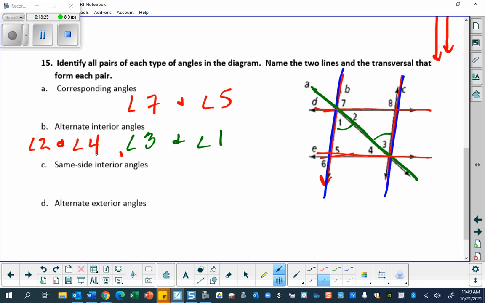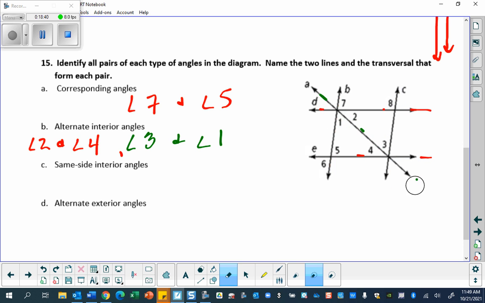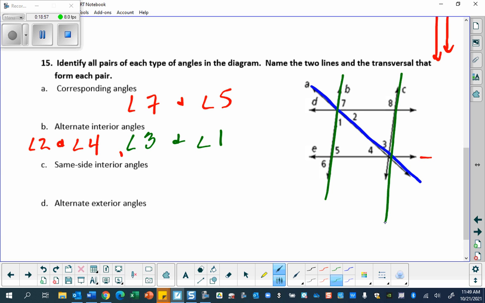A is the transversal. I'm not sure about that one. Let's get rid of all the noise. So you're saying A is the transversal? And if I'm talking about lines B and C, that's going to be 1 and 3. 7 is not, and 4 is not, because see how 4 doesn't come down and touch the screen? Do you see it now?